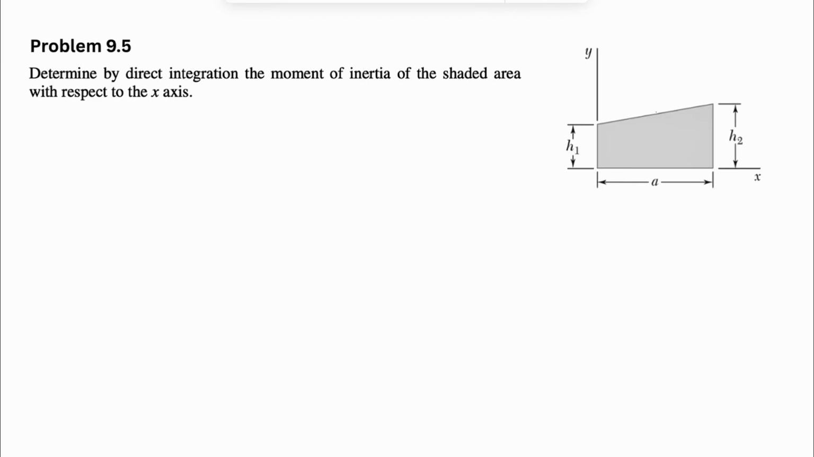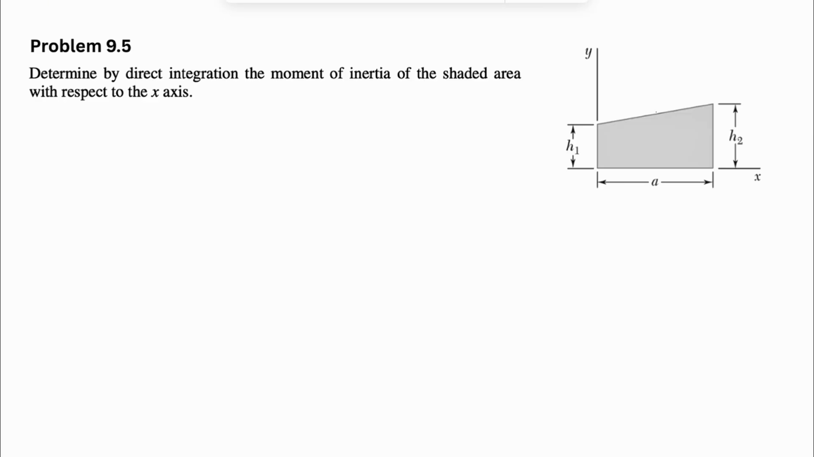Alright guys, welcome back. We're going to be solving another question from the concept of area moment of inertia, and we have another example from Vector Mechanics for Engineers by Beer Johnston, where we need to determine the moment of inertia of the shaded area with respect to the x-axis. So the first question that we solved in this chapter was the same question.